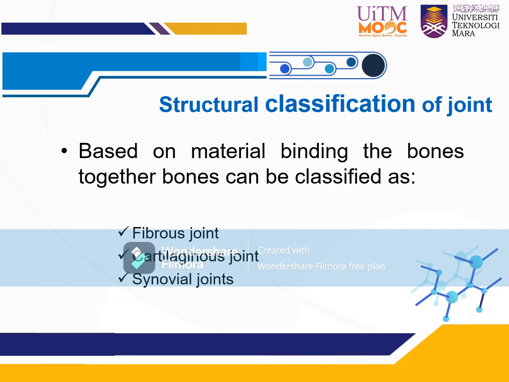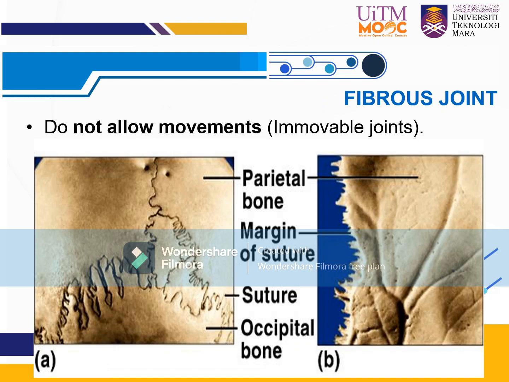While for structural classification, the joints are named based on the material binding the bones together, such as fibrous, cartilaginous, and synovial joints. The fibrous joint is the joint that does not allow movement, or also known as an immovable joint. They do not have a joint cavity, and the fibrous tissue which connects the bones is made up of collagen fibers. The best example of a fibrous joint is a skull.